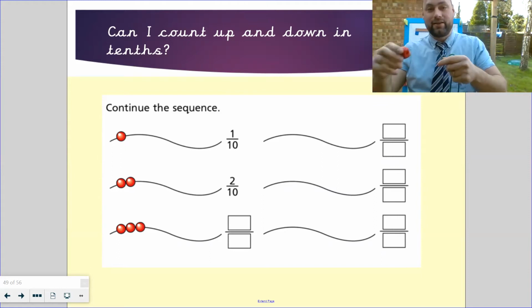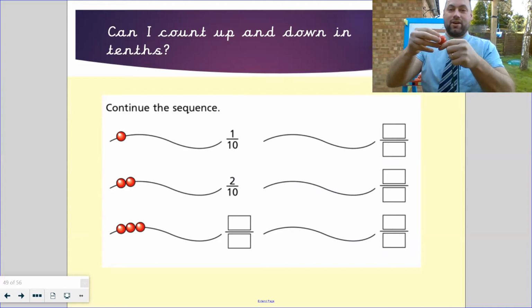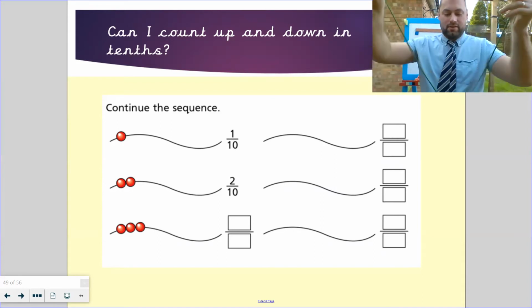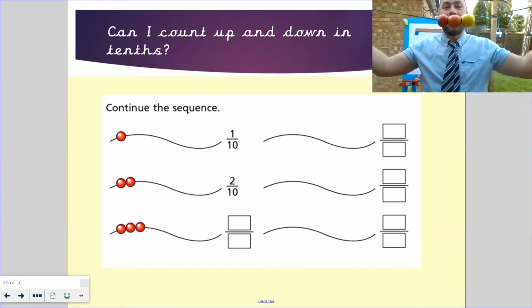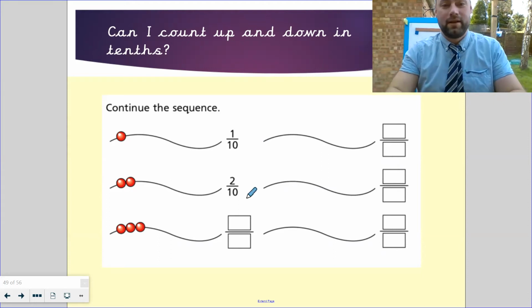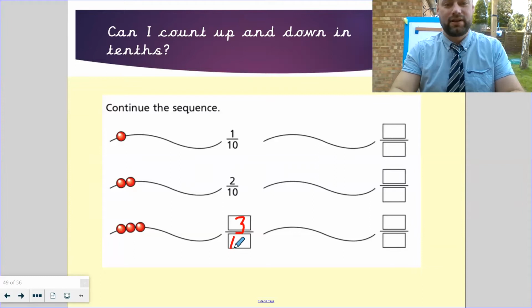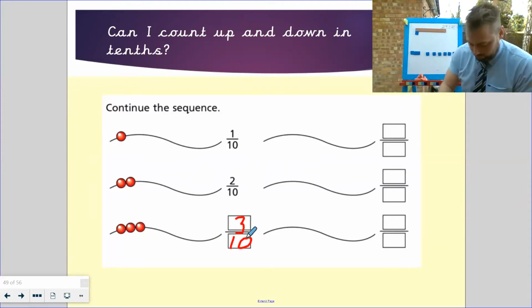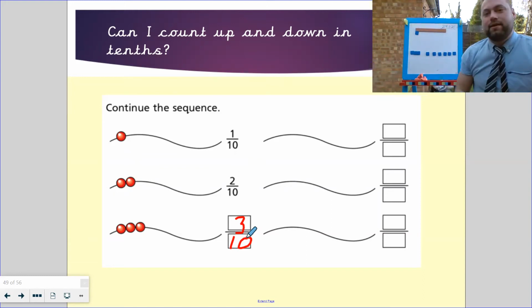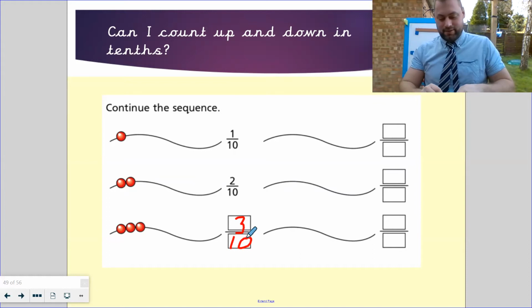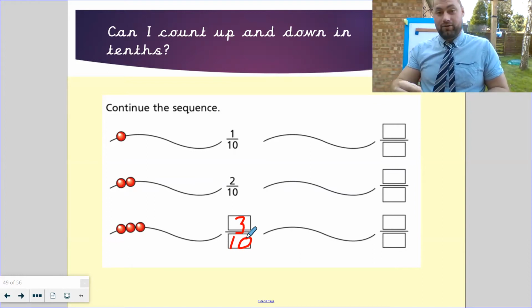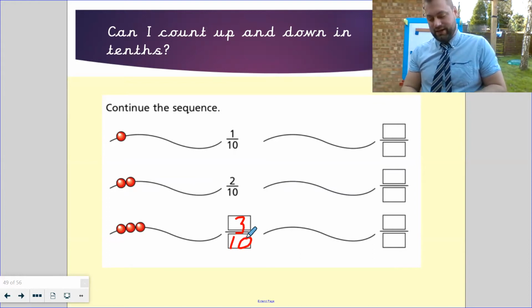You can see in the third picture, I've added a third bead. And there we go. So now I've got how many? That's right, 3 out of 10. Oh, I'm dropping the beads on the floor. So far we've got 3 beads out of 10.